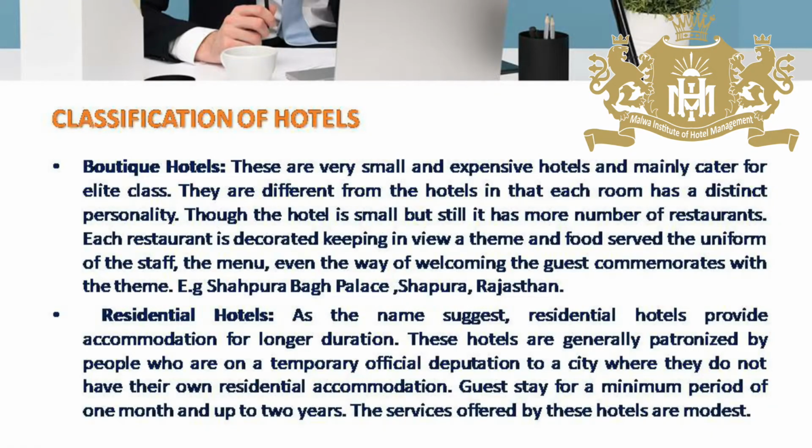Boutique hotels. These are very small and expensive hotels and mainly cater to the elite class. They are different from other hotels in that each room has a distinct personality. Though the hotel is small, it still has a larger number of restaurants. Each restaurant is decorated keeping in view a theme, and the food served, the uniform of the staff, the menu, even the way of welcoming the guest commemorates the theme. E.g., Shahpura Palace, Shahpura, Rajasthan.